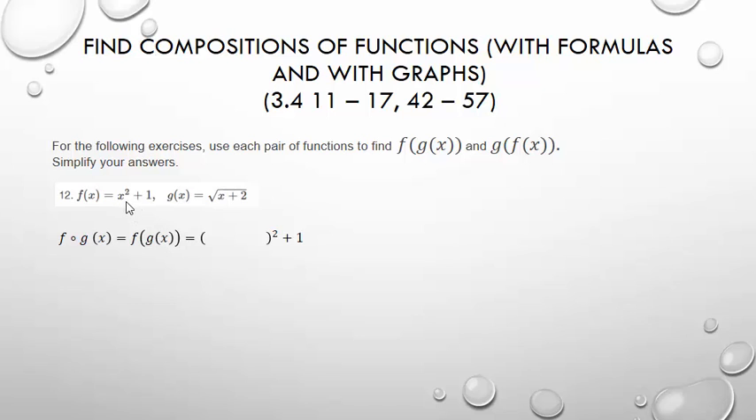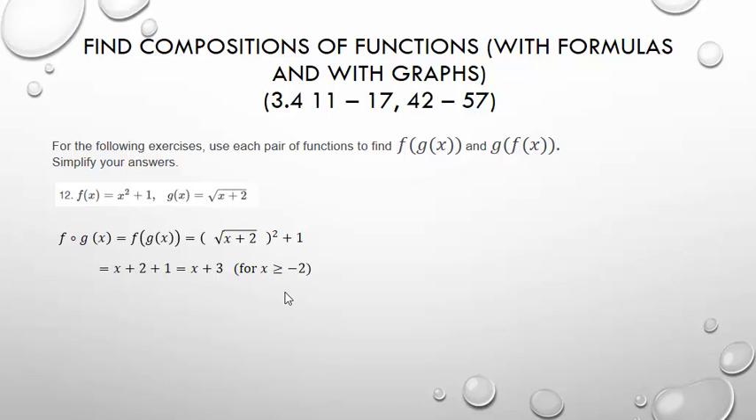So I take f's formula, x squared plus 1, and remove the input, and I input g's formula, square root of x plus 2. So there's f of g. We have the square root squared. I could go ahead and simplify and just get x plus 2 plus 1, or x plus 3.